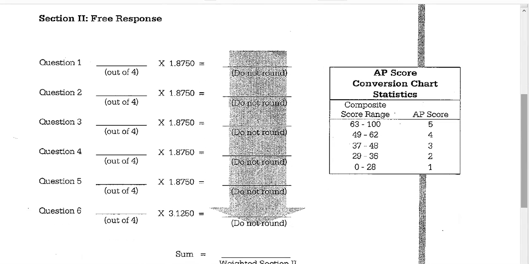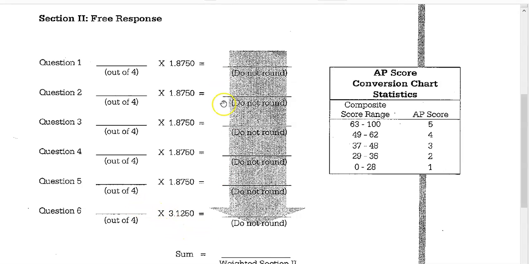Okay? Now when you get to question 6, each point on question 6 is worth 3.125 points in your overall score. So it's worth more. Like getting a 2 on question 6 is almost like getting a 4 on questions 1 through 5. So you definitely do not want to omit trying question number 6. It's a really big part of your score.